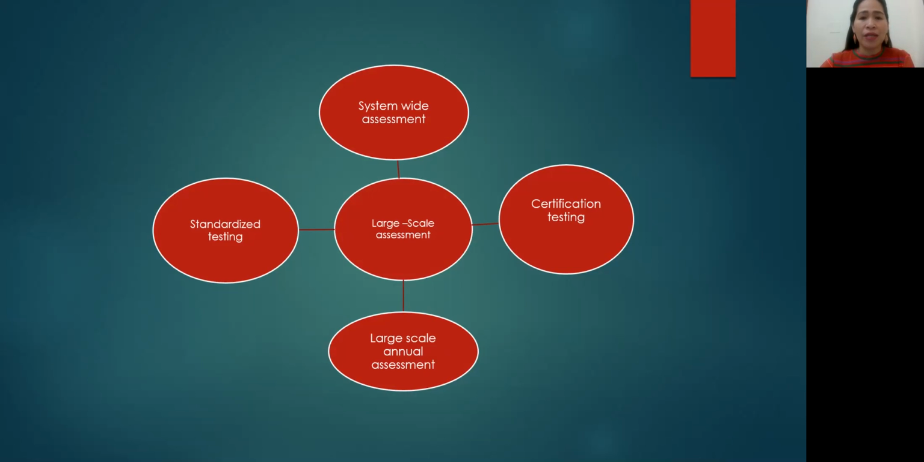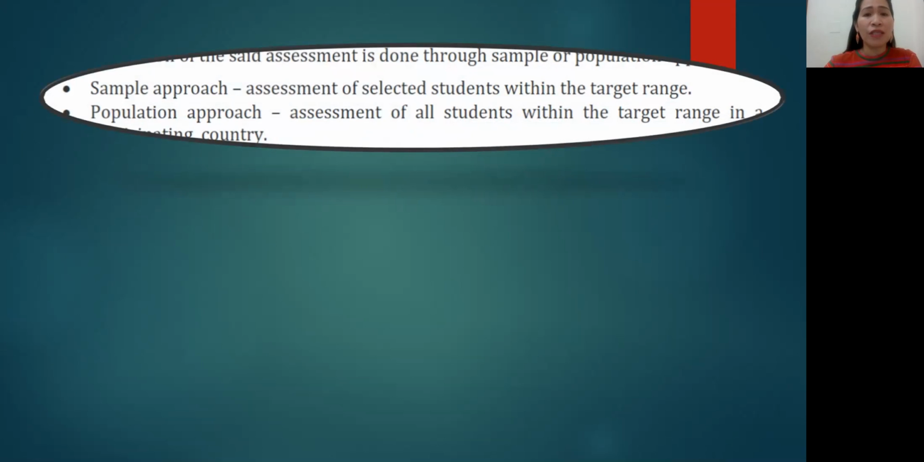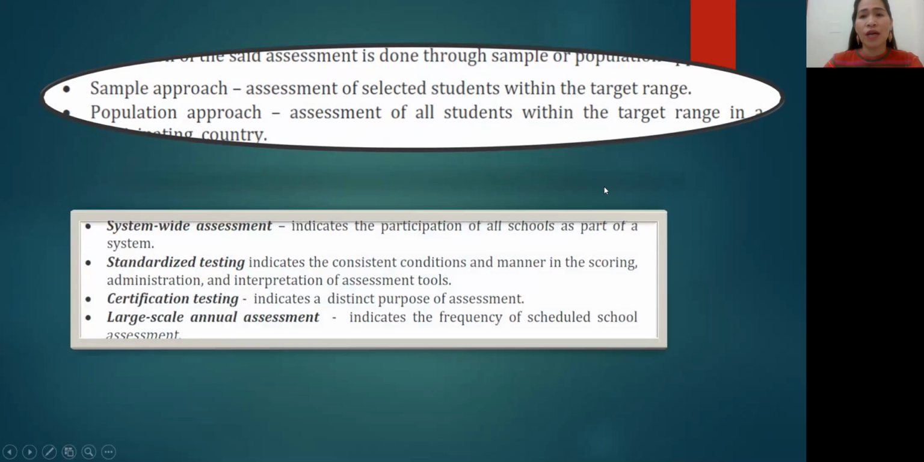So large-scale assessment consists of system-wide assessment, certification testing, large annual assessment, and standardized testing. Implementation of the said assessment is done through sample or population approaches. The sample approach is the assessment of selected students within the target range. Population approach is the assessment of all students within the target range in participating countries.